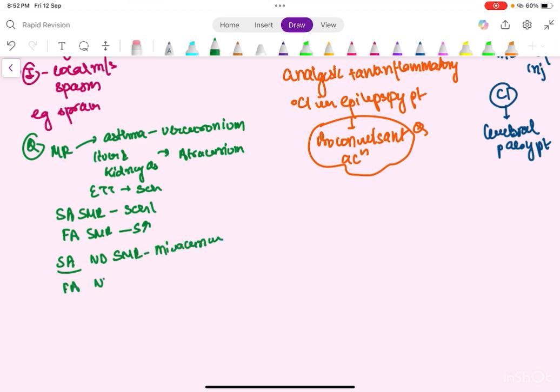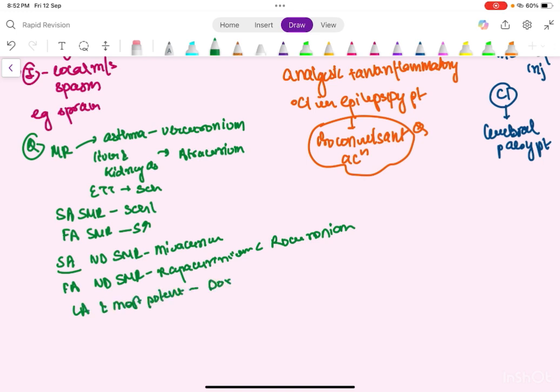If they ask you fastest acting non-depolarizing skeletal muscle relaxant, you will say rapacuronium. But now it's not used because it causes bronchial constriction. Then you use rocuronium. If they ask you longest acting and most potent, then you will say doxacurium. And if they ask you least potent, so that is gallamine. Okay. Then in non-depolarizing skeletal muscle relaxants, you use neostigmine to basically reverse the effect.